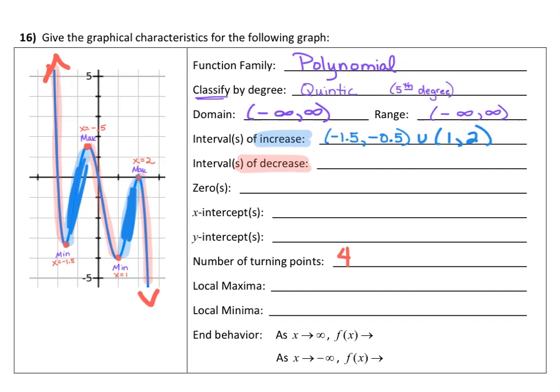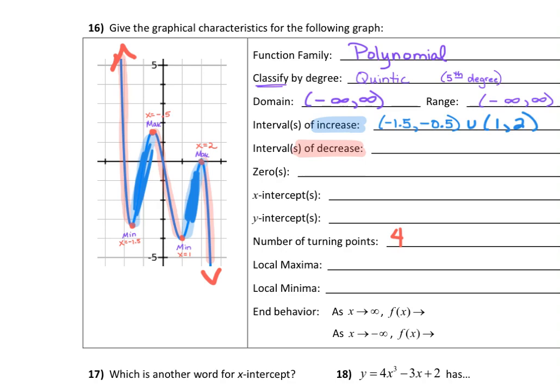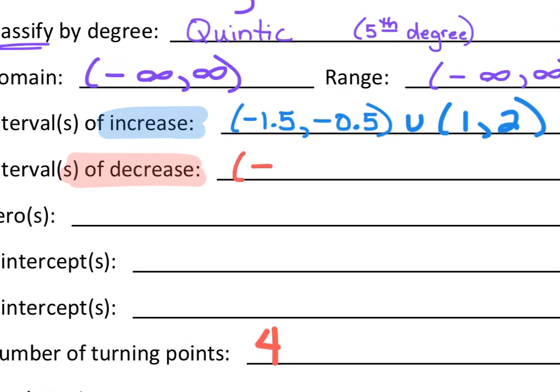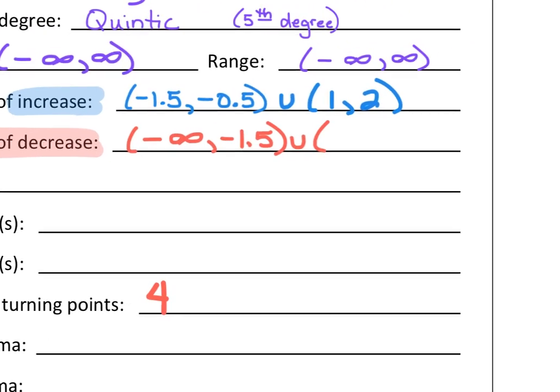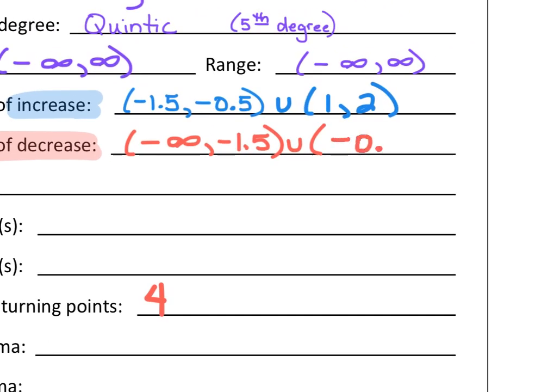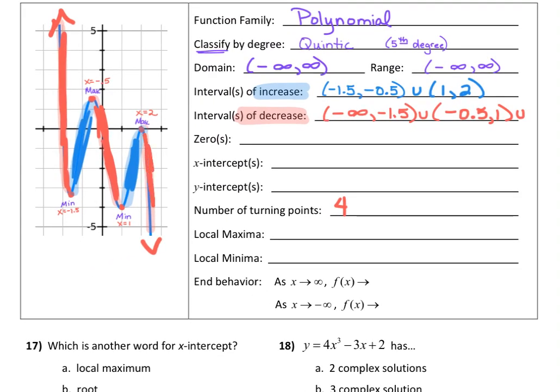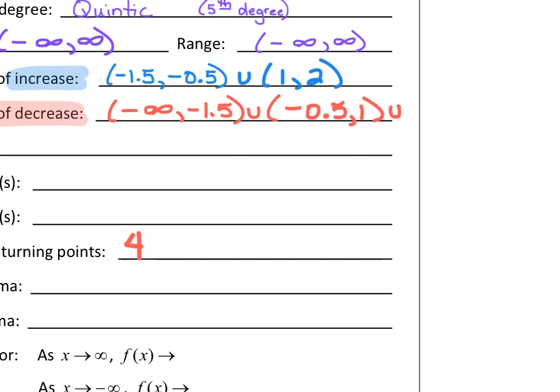And then my intervals of decrease, the first one is here, and it goes from negative infinity to negative 1.5. And then my next interval of decrease is this one right here, and that goes from negative 0.5 to positive 1. And my last interval of decrease is way over here, and that goes from 2 to positive infinity.